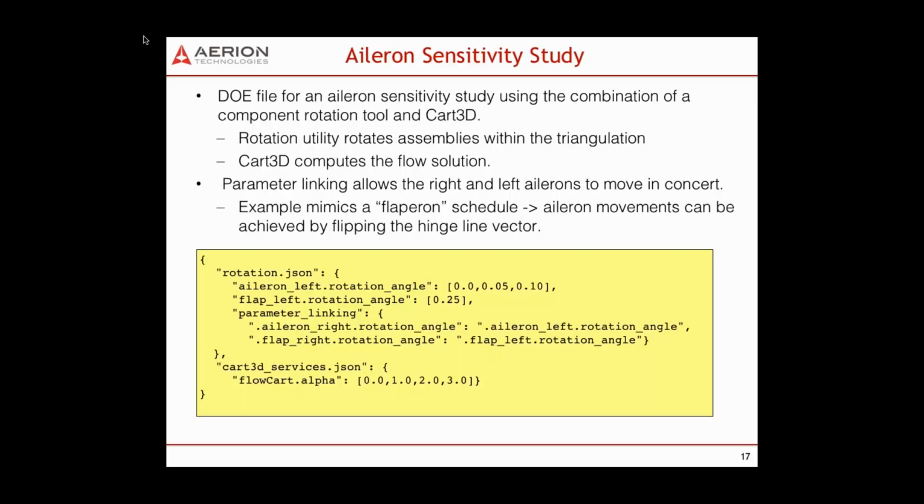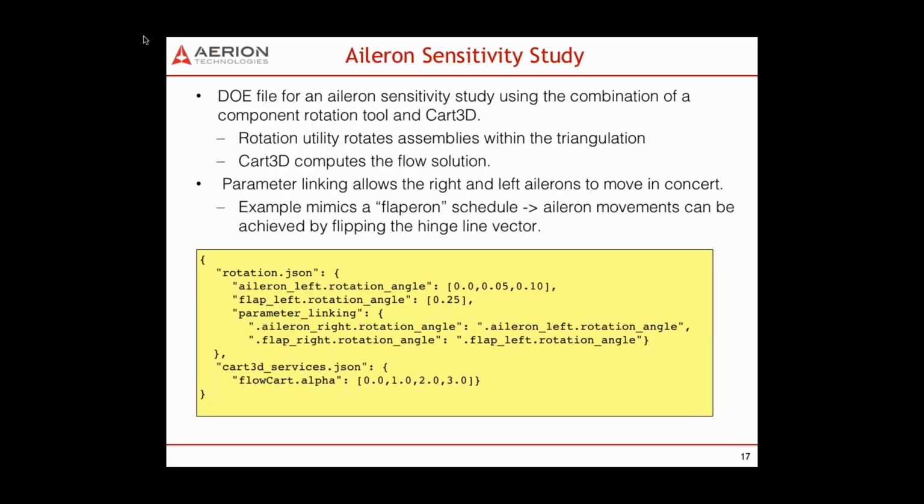Again, here's the DOE file shown in yellow. It requires running 2 executables for each individual case. First the rotation code, and then the Cart3D services code. The first block is the rotation code, obviously, and it's showing the list of left aileron rotation angles over which that are going to comprise this database.